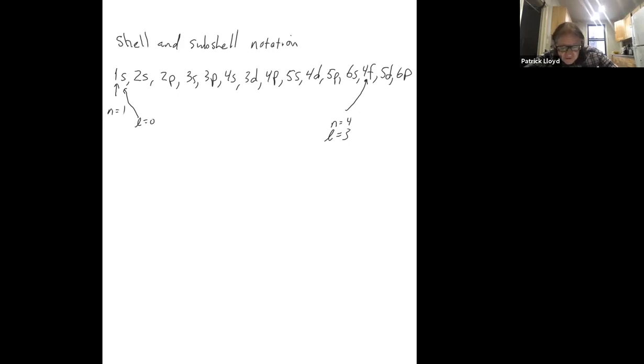So you can figure out those first 2 quantum numbers merely by using this notation. So sometimes people call this subshell notation. I was going to call it shell notation. It's actually subshell notation, right? Subshell. And so I want to talk a little bit about this idea of shells and subshells right now.